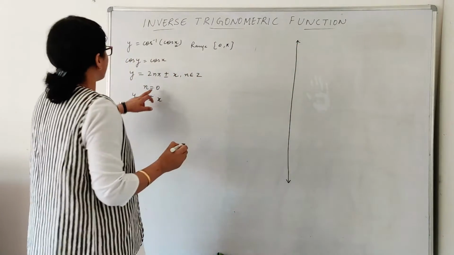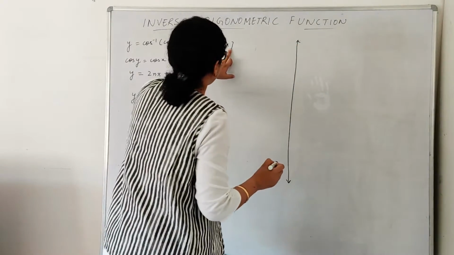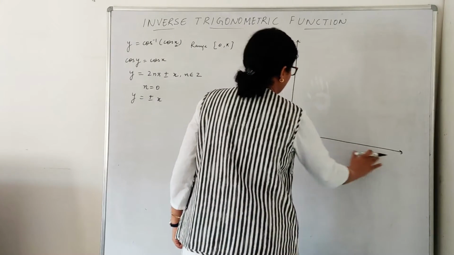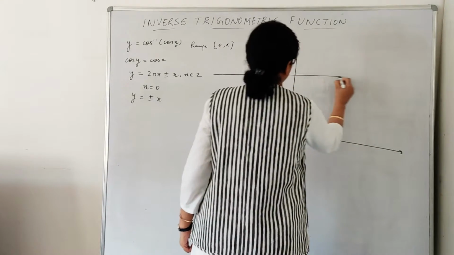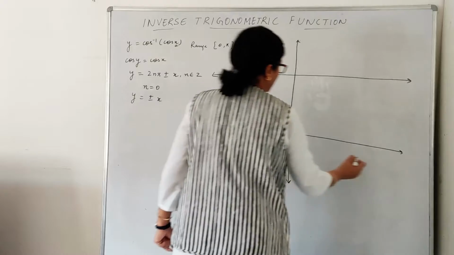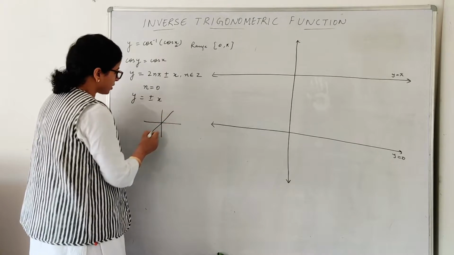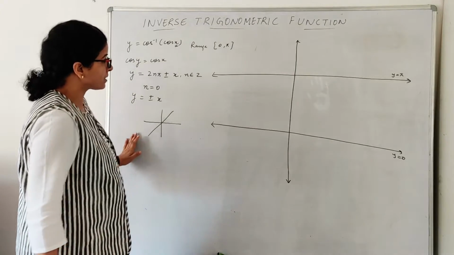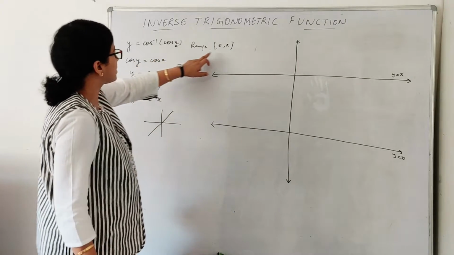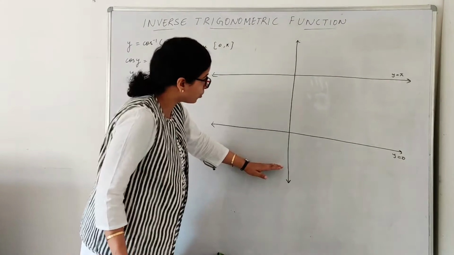So it lies between 0 and pi. So this is y is equal to 0 and this is y is equal to pi, right? So y is equal to plus x. Always in coordinate geometry, this is the line. But since my range is 0 to pi, it will not go below the x-axis.